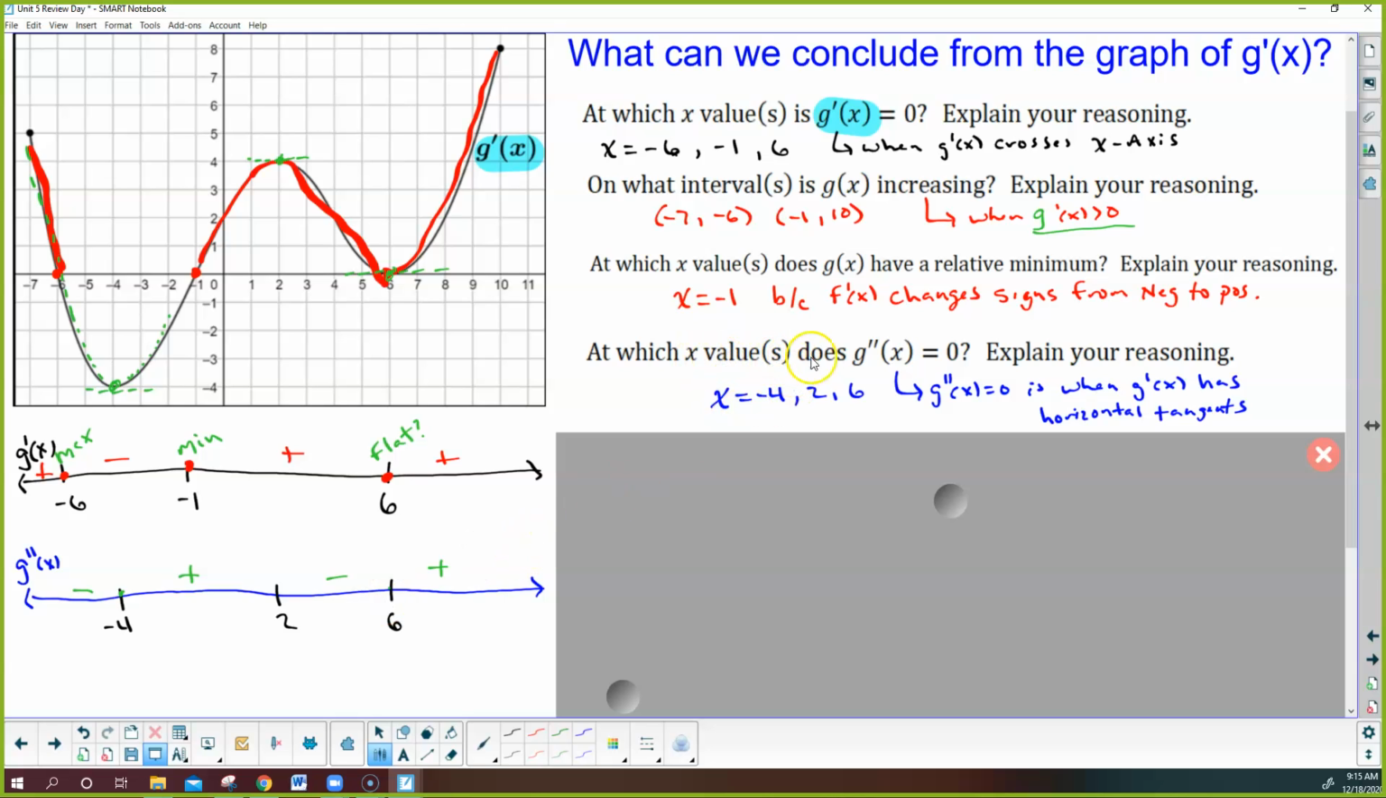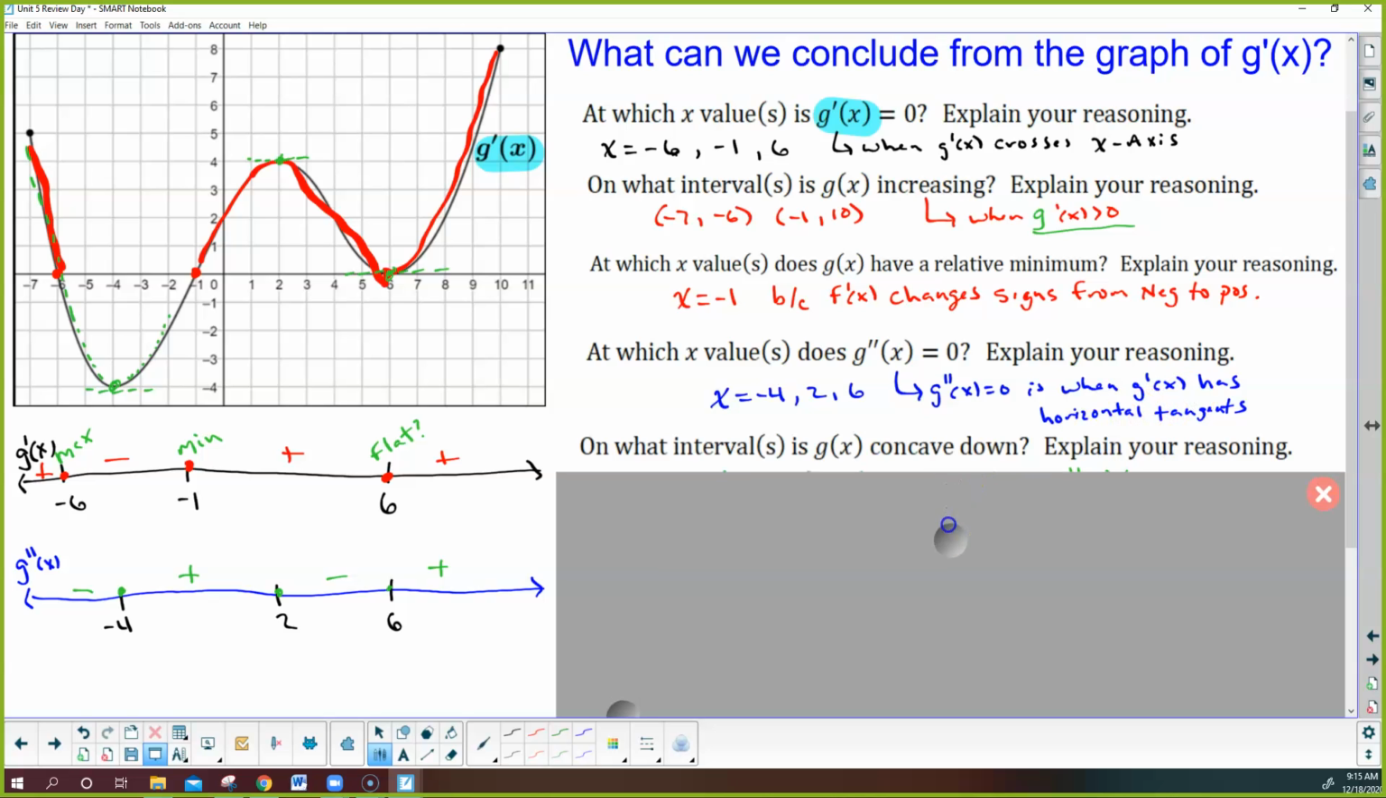All right, and then at which x values does the second derivative equal 0? Well, this is the graph of the derivative. So if I take the derivative of it, those are where I have horizontal tangents on g prime, which we already have written out here. Those are my potential points of inflection. So -4, 2, and 6. And the reason why we know that is g prime has horizontal tangents.